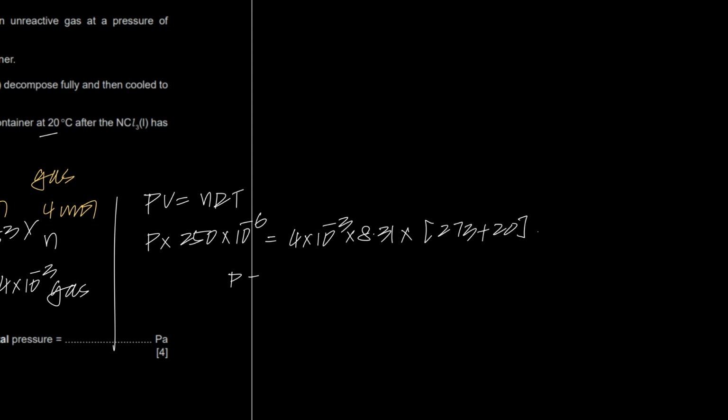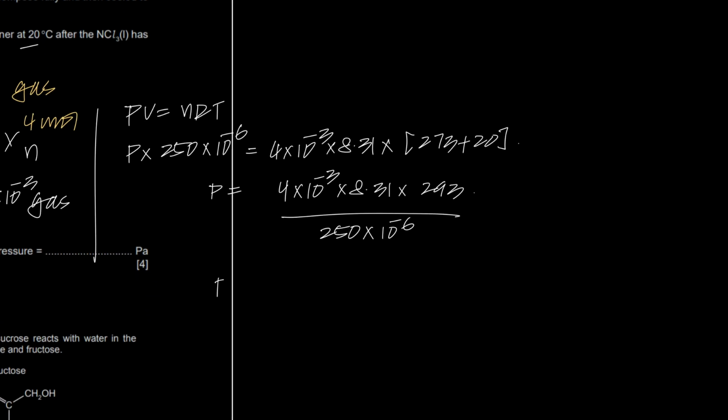Please always make sure to write the final expression. 4 into 10 to the power minus 3 into 8.31 into 293 Kelvin divided by 250 into 10 raised to the power minus 6. And only now should you write the answer. So what's the pressure that we get? Pressure is 3.90 into 10 raised to the power 4.